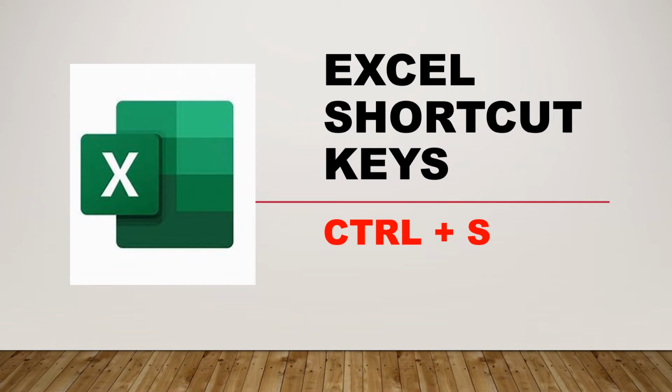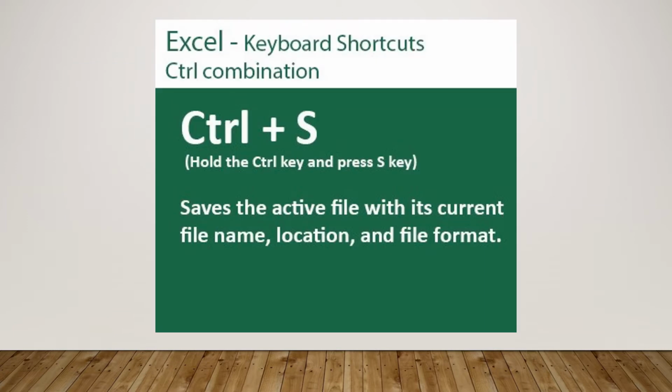Today we are going to learn another Excel shortcut key, Ctrl plus S, in just 1 minute. Excel keyboard shortcuts, Ctrl combination, Ctrl plus S. Hold the Ctrl key and press letter S. It will save the active file with its current file name, location, and file format.